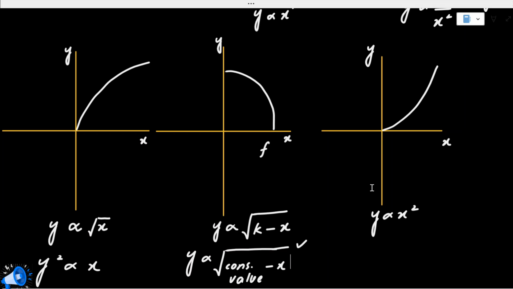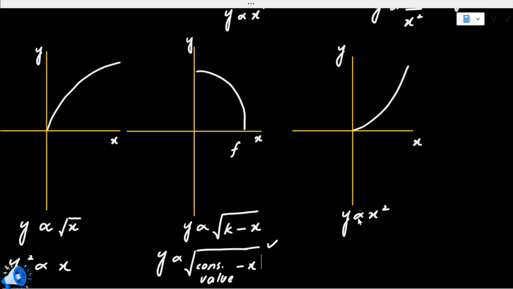And then we have the last one, if y is directly proportional to square of x. So it would be a curve once again, but this curve increases exponentially, or we can also say this is a curve in which the gradient increases.